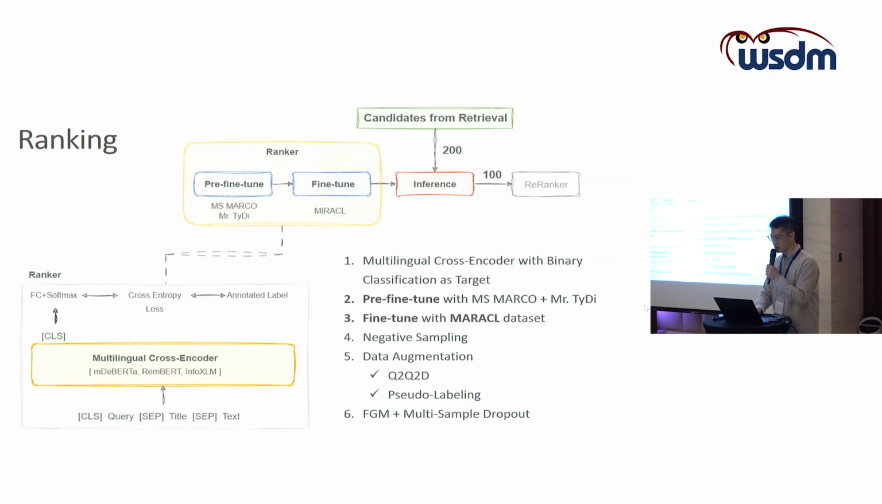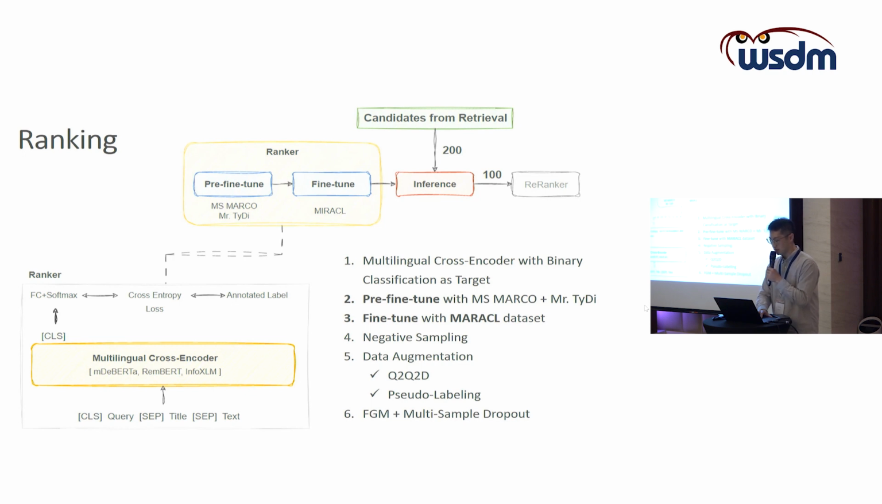The architecture of our ranking model is quite simple. We fine-tuned the model using 3 different multilingual pre-trained language models: mBERT, XLM-R, and mDeBERTa. The CLS token embedding is utilized for the downstream task of binary classification. We first pre-fine-tune the ranking model using the MS MARCO and Mr. TyDi datasets. Then we fine-tune it with the Miracle annotation data.